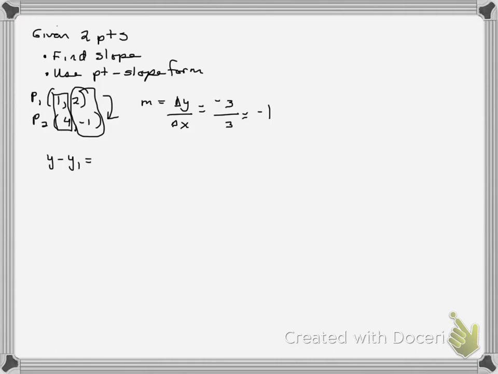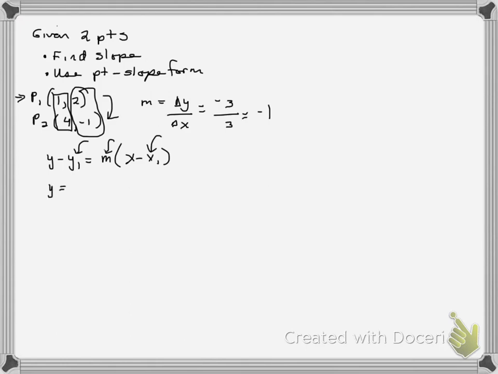y minus y1 equals m times x minus x1. I'm going to plug in values for x1, y1, and m. Now, I could choose either point 1 or point 2. I will choose point 1.